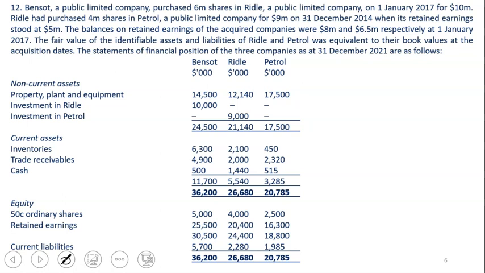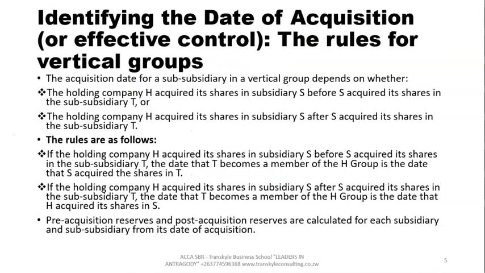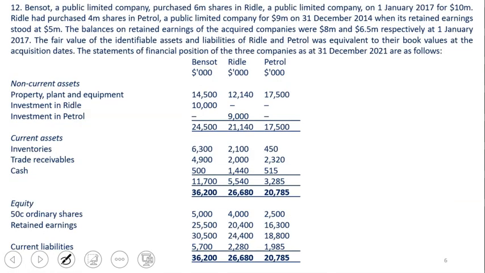So you can see that this rule is the one that is applying in this case. The balances on retained earnings of the acquired companies were $8 million and $6.5 million respectively at 1 January 2017. These dates are being put for you to understand which one was the date of effective control when the subsidiary became part of the group.